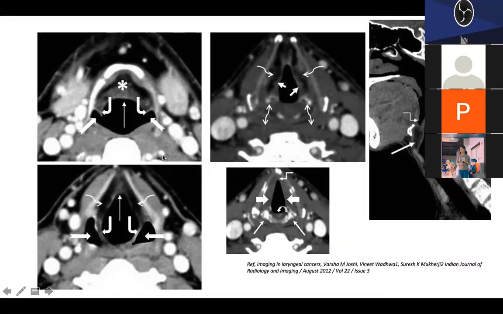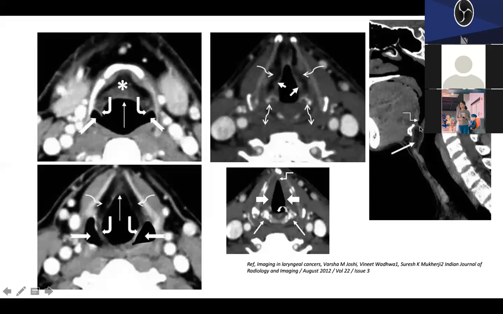So coming back, this is the epiglottis. From the epiglottis, you can easily see the structure in front is the pre-epiglottic space.